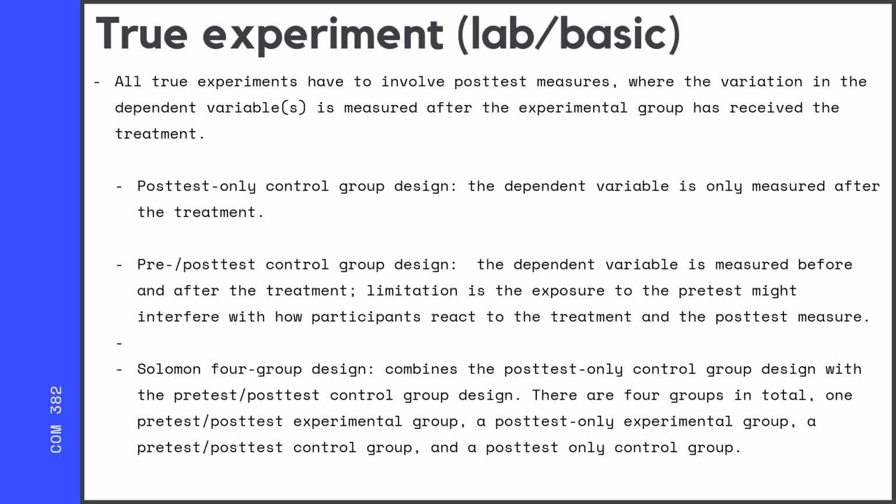A Solomon four-group design combines the post-test only control group design with the pre-test post-test control group design. There are 4 groups in total: one pre-test post-test experimental group, a post-test only experimental group, a pre-test post-test control group, and a post-test only control group. So let me give you an example of this.